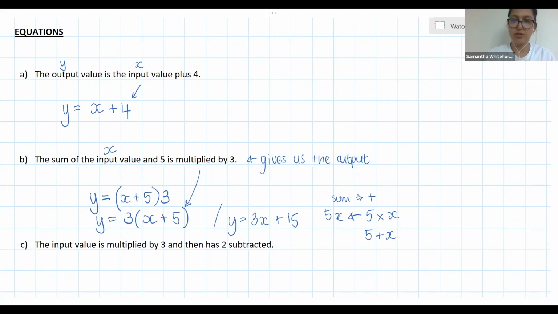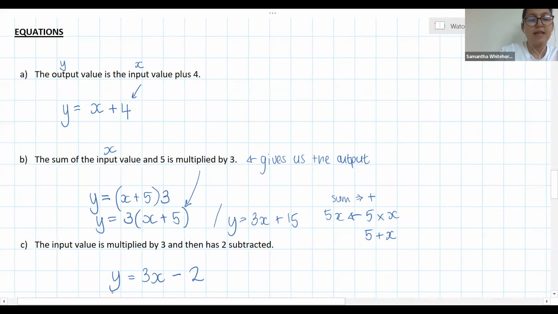Amber, do you have a question or do you want to try the next one? I want to try the next one. Okay, I'm just going to read it and then you can give us the answer. The input value is multiplied by 3 and then has 2 subtracted. What do you think, Amber? I would think it is y equals x times 3 minus 2. Excellent. Can I write x times 3 as 3x? Good. So we can just write x times 3 as 3x, and then we subtract 2. That gives me my relationship between our input and our output.